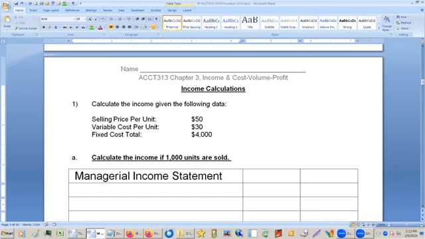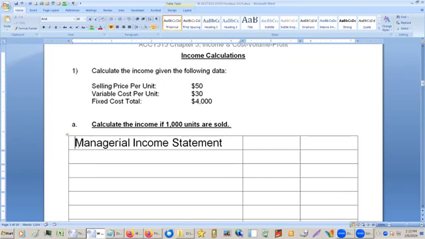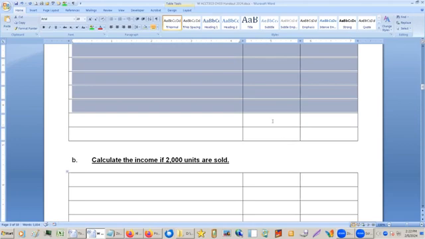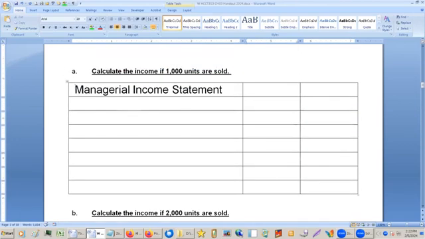I have no idea why I have such huge letters in there. Do you guys have huge letters in yours? You must. Okay, well, all right.